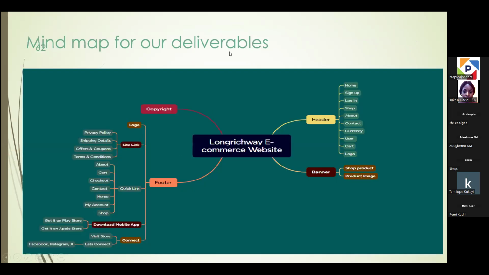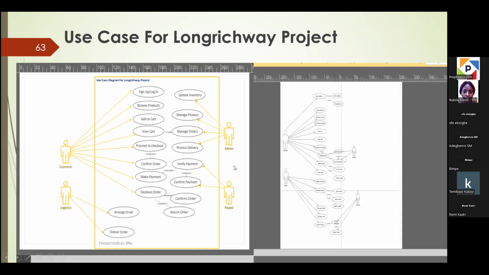Next slide, please. This is our mind map that the team came together to work on; these are the mind maps for our deliverables for the Longish eWay e-commerce website. Next slide. These are the use case diagrams for the Longish eWay project. The team also came together to work on these use case diagrams to deliver our projects.